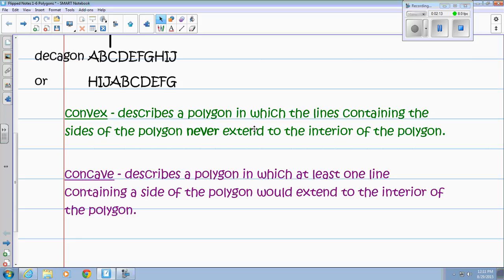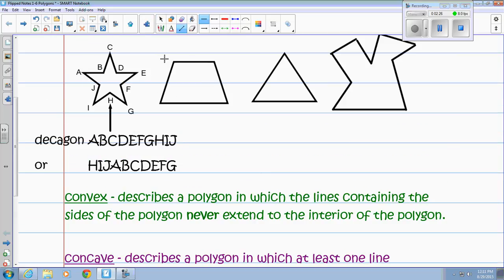A convex polygon is kind of the ones I feel like we're more used to seeing. There are polygons where the lines containing the sides of the polygon never extend into the interior of that polygon. So what that means is if I were to extend a side of this polygon, any of the sides, the line would never go anywhere inside the polygon itself. So that would be considered a convex polygon.